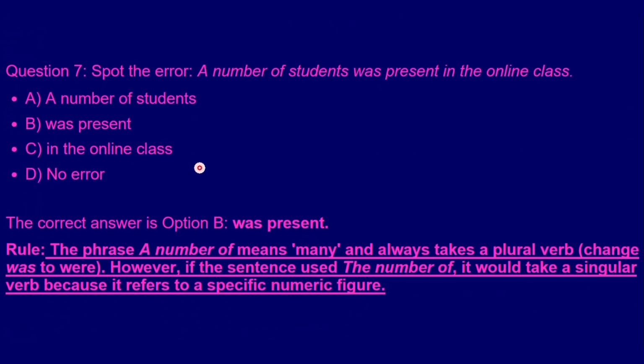Question 7. Spot the error. A number of students were present in the online class. A. A number of students. B. Were present. C. In the online class. D. No error. The correct answer is option B. Were present. Note this down clearly. The phrase a number of means many and always takes a plural verb. However, if the sentence used the number of, it would take a singular verb because it refers to a specific numeric figure.